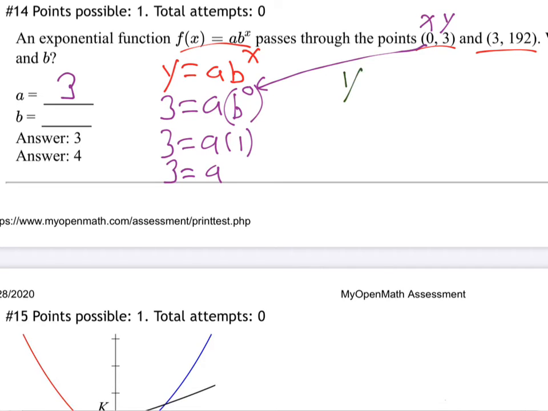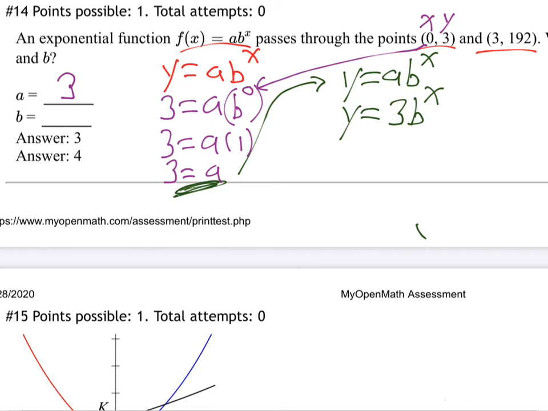Now let's use it again. Start again, come back up here. y equals a b to the x, and now we know from part 1 what a is. That doesn't change. We keep that information now that we have it. We keep the fact that a is 3. We know it, and we'll use it. And now in part 2, we have another x and y. We're going to plug those in. So y is 192. x is 3.